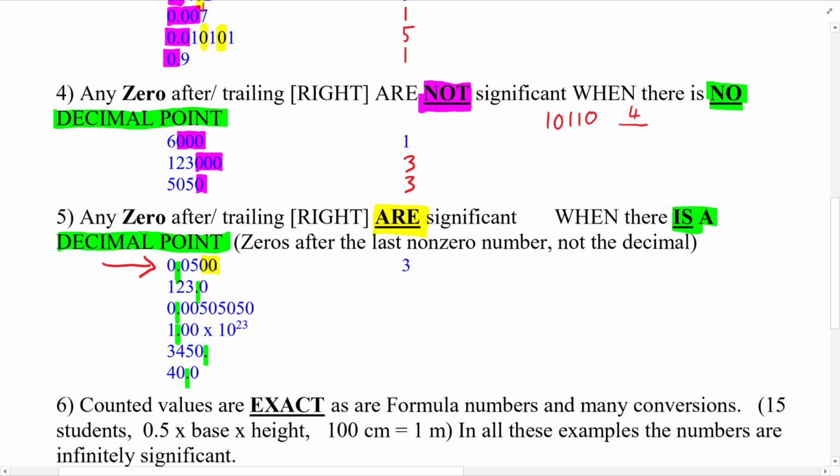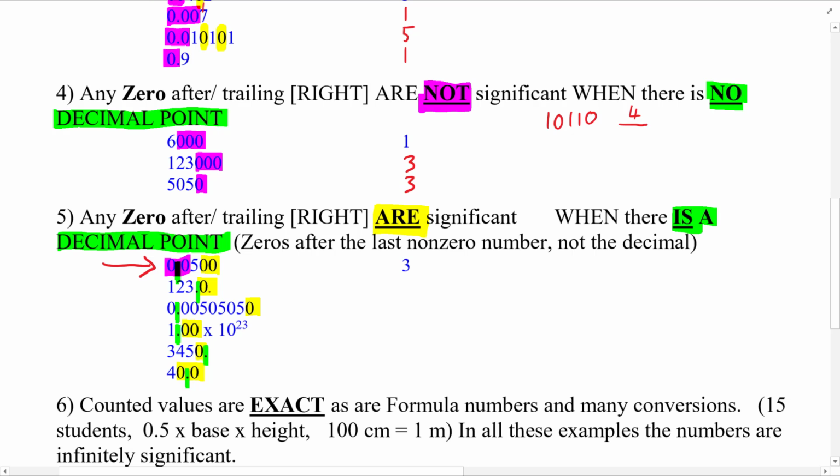0.0500. I'm highlighting the zeros that are to the right. Not the right of the decimal, but the right of the last sig fig number. Not to the right of the decimal, but to the right of the last sig fig number. So rule 3 says these two are not significant. And rule 5 says those two are. So that's to the right, that's to the right, these two are to the right, that's to the right, and those two are to the right.